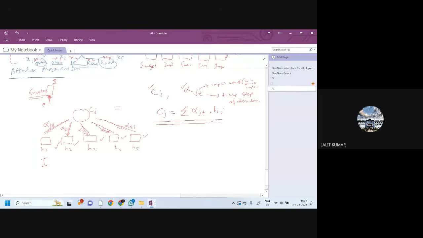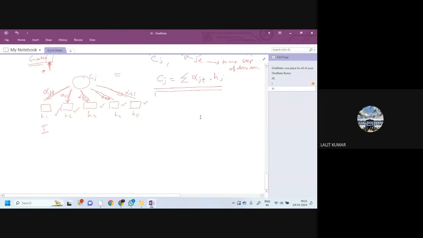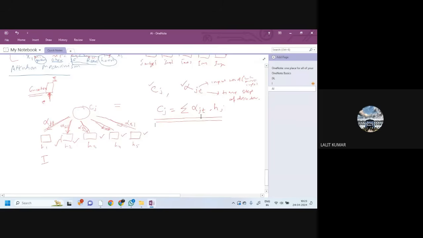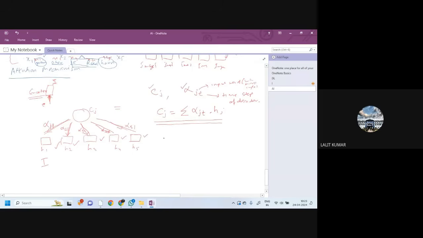Okay. So how to achieve alpha JT? This alpha JT depends. I will introduce something called EJT. EJT is the information, it is a scalar.